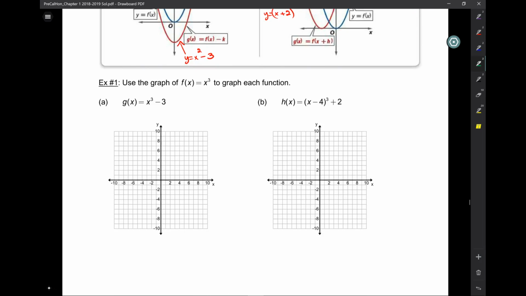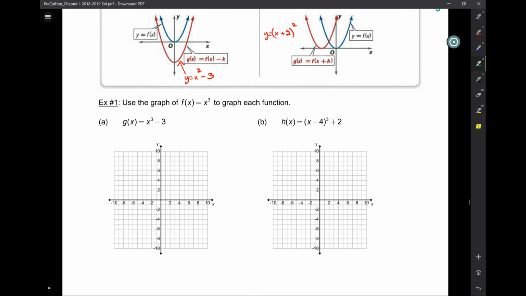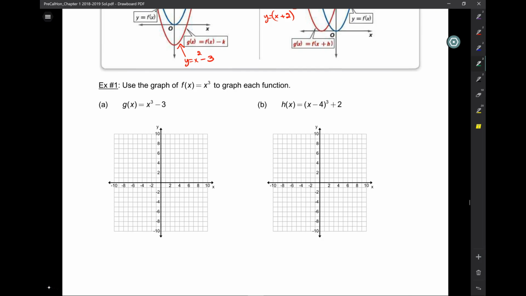Okay, so let's do some of these. So much easier to memorize an equation. Yeah, we do not memorize. We understand. We do not memorize. We're going to graph these by hand. We're not going to graph them with a calculator or anything. All right? So it says use the graph of f of x equals x cubed.